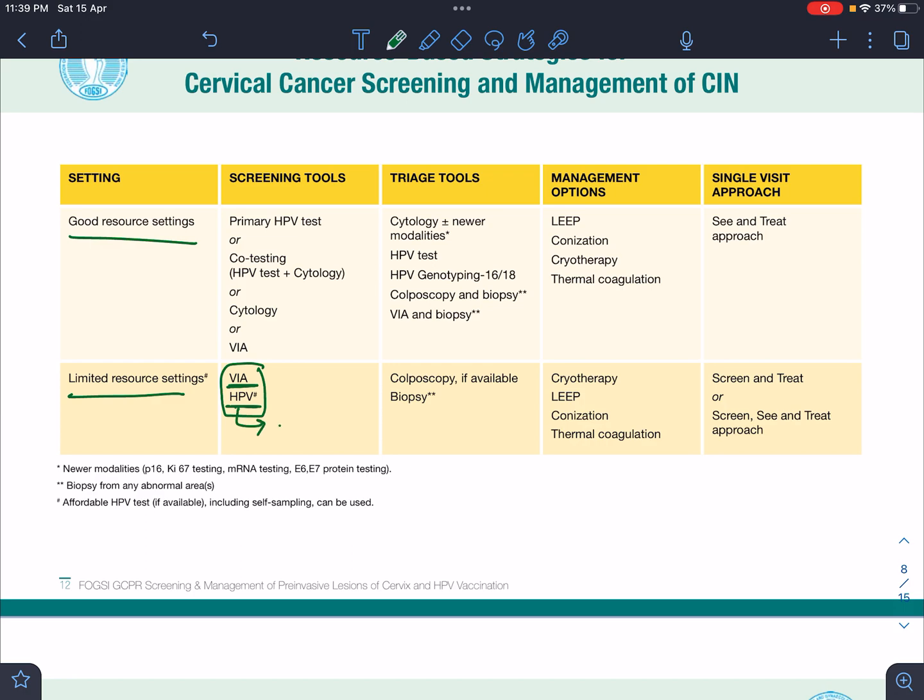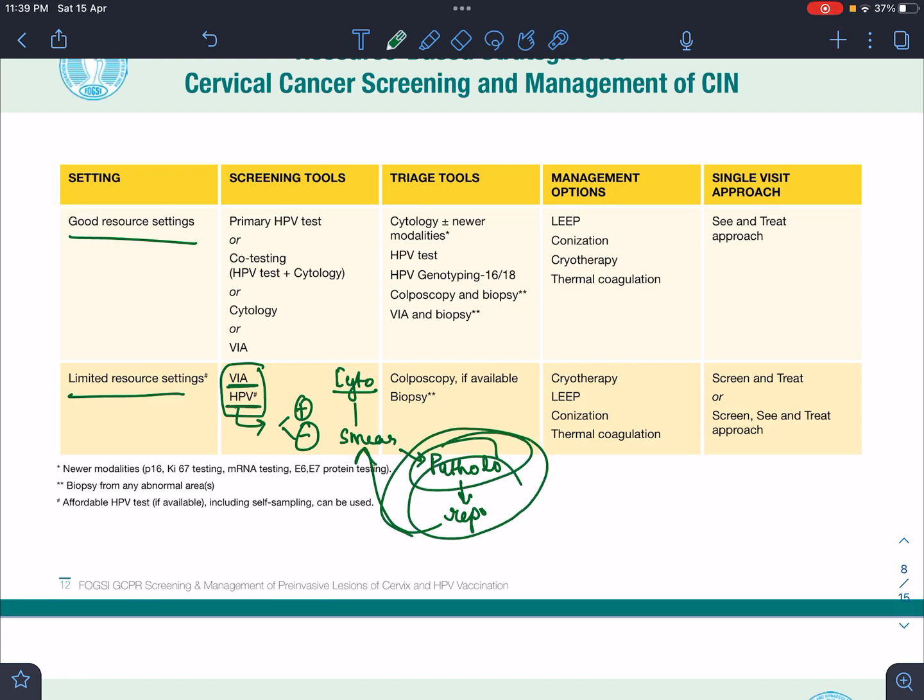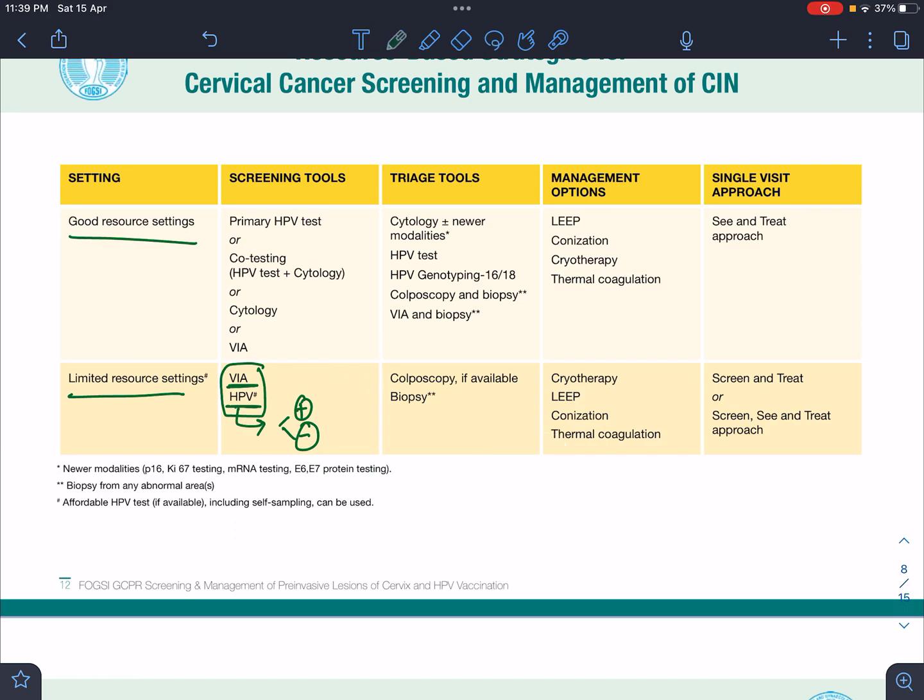Same in HPV, you'll do a test and you'll get a positive or negative result. You know how those malaria kits come? It's like that. But if you're doing a cytology, first you need a proper infrastructure where people can take these smears for everybody. Then they will go to a pathologist. That pathologist has to report it, and then it comes back to you. So there is one additional person and more infrastructure required for cytology. So in limited resource setting, VIA and HPV can be done.